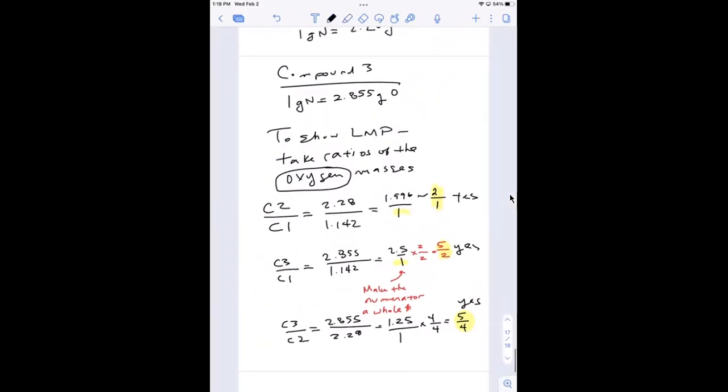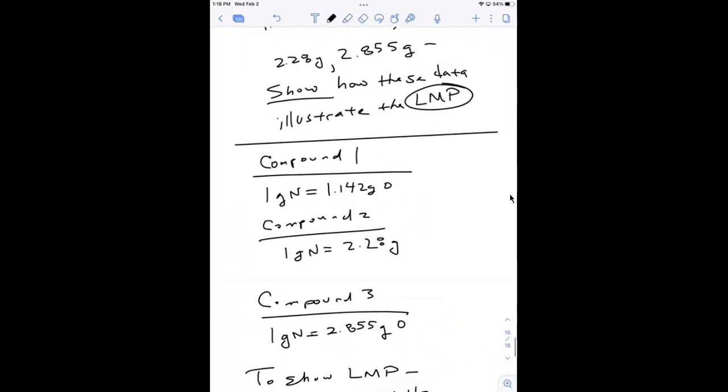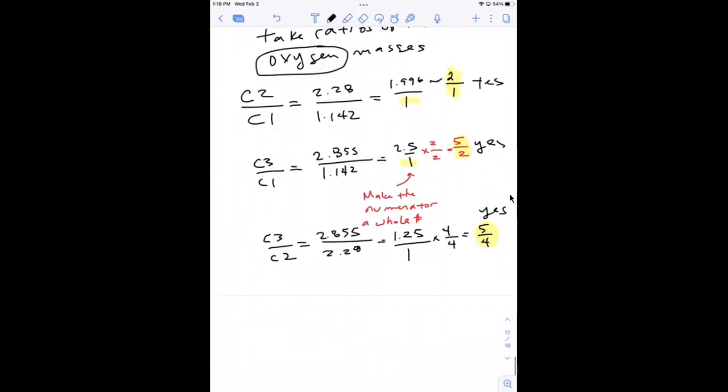So the question, let's go back and answer the question. It says, show how these data illustrate the law of multiple proportions. So we did that. And we also know that the data matches up with the law of multiple proportions, because that's what it says. You take the second atom in the compound and you compare them. If there are multiple compounds, you compare the mass of that second atom in each compound, and you should get a ratio that's a small whole number ratio. Right? It sounds convoluted, but it's just a way to explain how atoms combine to make compounds.